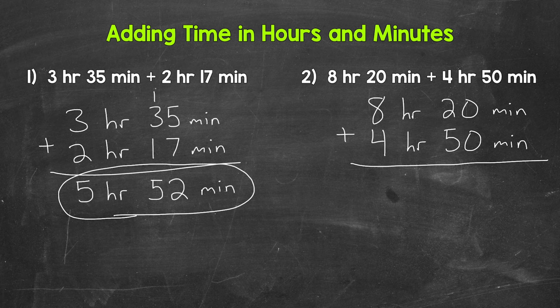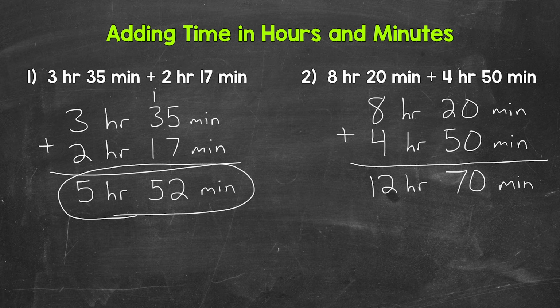We'll start with 0 plus 0. That gives us 0. Then we have 2 plus 5. That gives us 7. So we end up with 70 minutes. Now for the hours, we have 8 hours plus 4 hours. 8 plus 4 gives us 12 hours. So 8 hours and 20 minutes plus 4 hours and 50 minutes equals 12 hours and 70 minutes, which is technically correct, but 70 minutes is more than an hour.